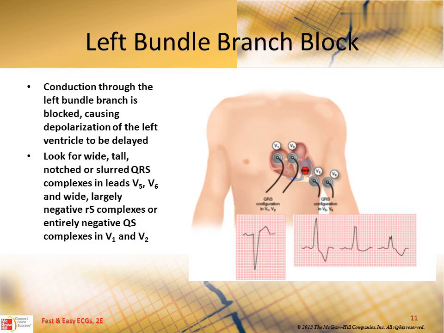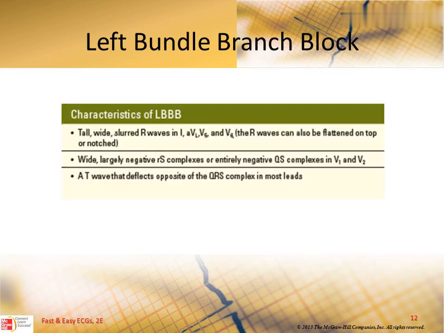Left bundle branch block. Conduction through the left bundle branch is blocked, causing depolarization of the left ventricle to be delayed. Look for wide, tall, notched or slurred QRS complexes in leads V5, V6 and wide, largely negative RS complexes or entirely negative QS complexes in V1 and V2.